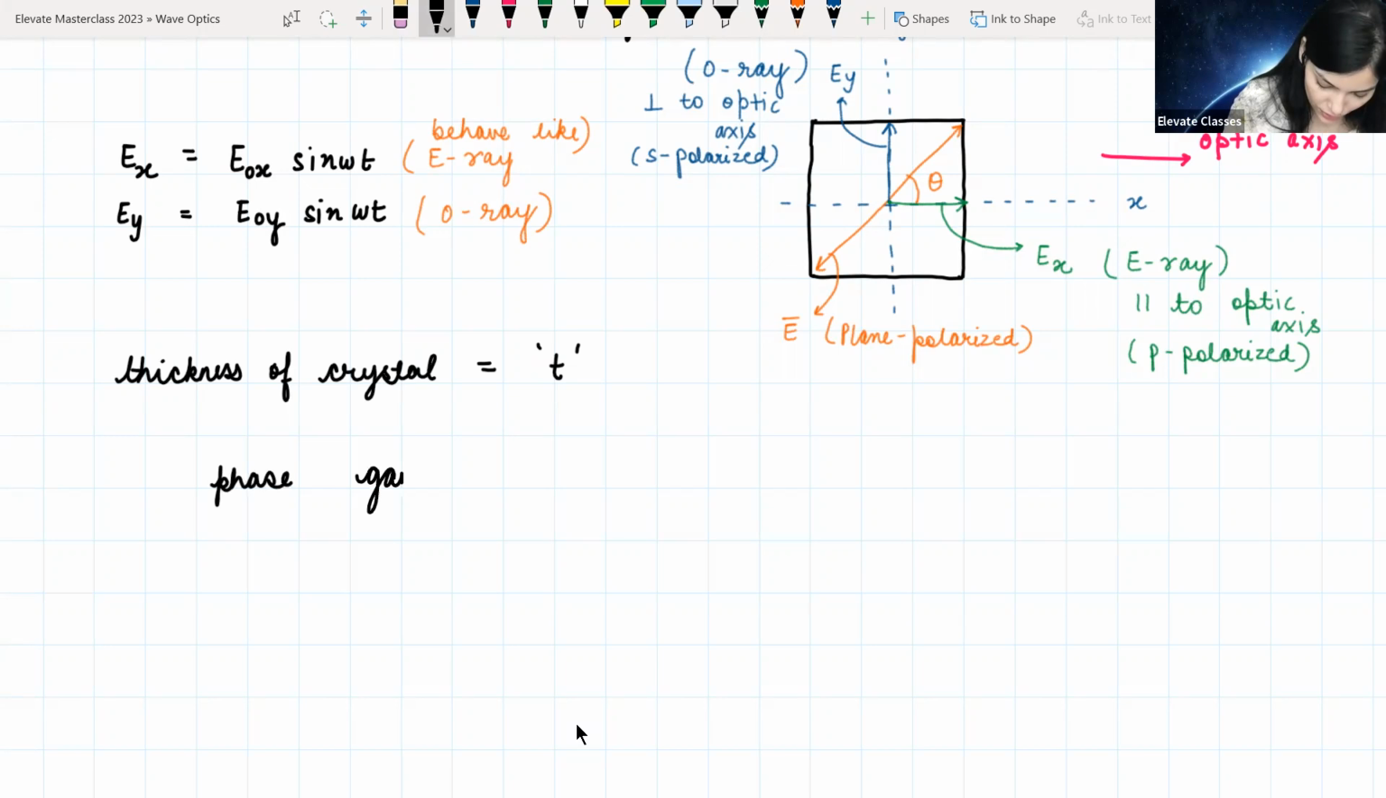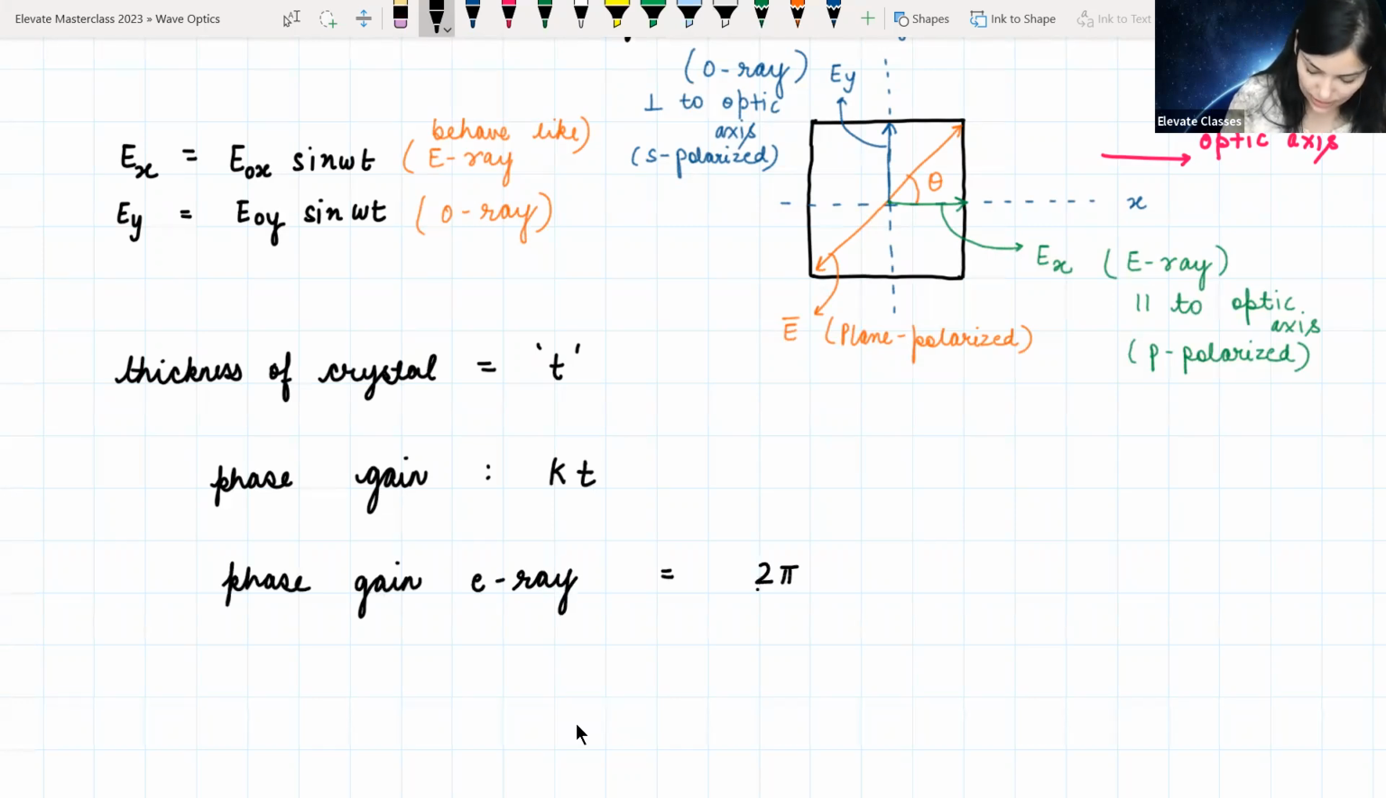Phase gain, if you remember, in the equation we used to write Kx, but now it's moving in the Z direction, so Kz. And Z is equal to what? Z is equal to T. How much distance we have moved inside the crystal, that is equal to the thickness of the crystal. So phase gain is simply equal to KT for one wave. Okay. So what will be the phase gain for the E ray? It will be 2 pi by lambda naught.